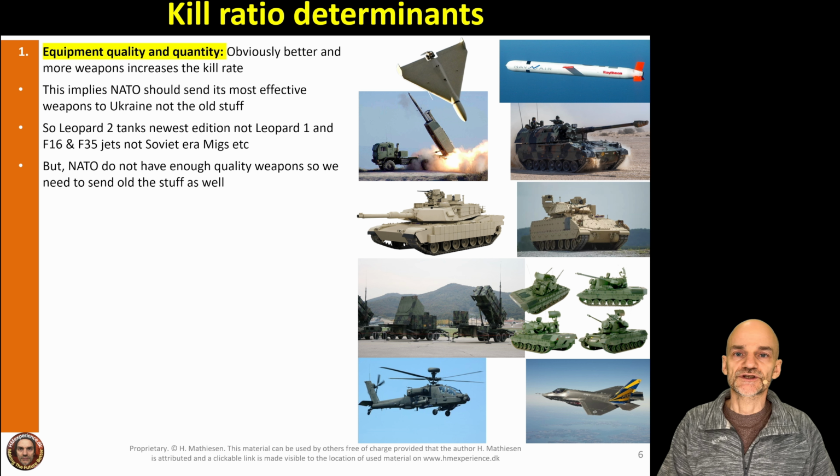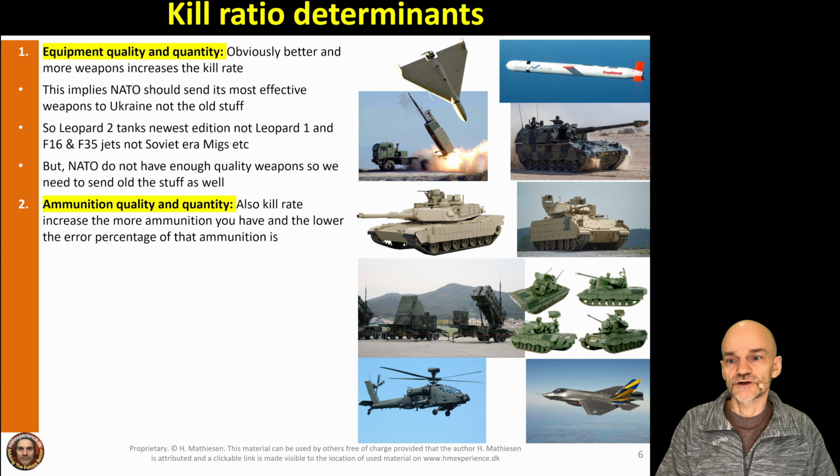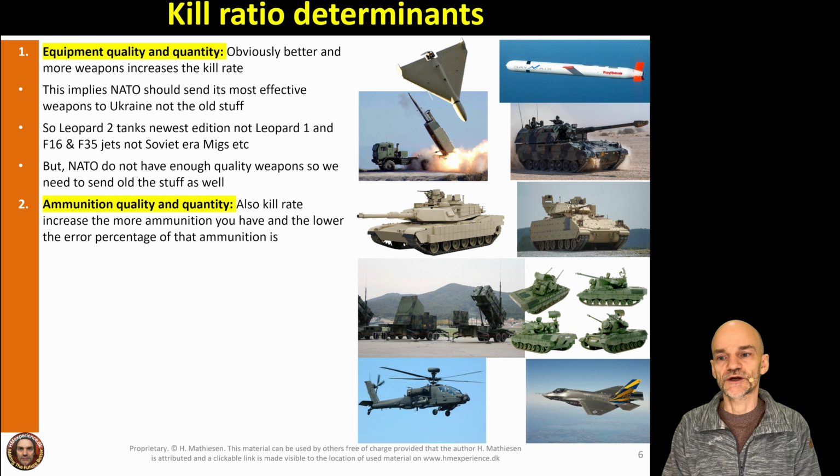We need to start sending more of the good stuff to Ukraine, like Patriot missile systems and our newest fighter jets, and also missiles, lots of missiles and drones that are the newest that we have. But currently there's no political will in the US or Europe to do that, and hopefully that will change. The other determinant of kill ratios is ammunition quality and quantity. It is of course not enough to just have the weapons, you also need to have ammunition for the weapons.